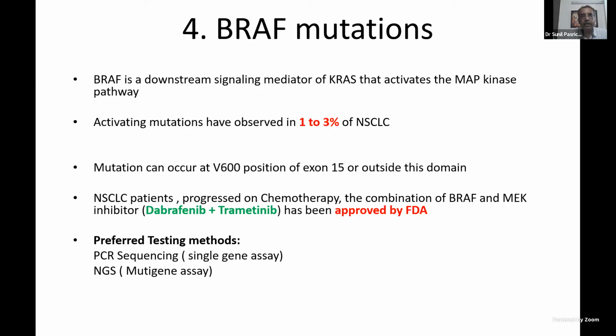The activating mutations are observed in 1 to 3%, and the mutation can occur at the V600 position of exon 15 or outside this domain. In NSCLC patients who progressed on chemotherapy, the combination of BRAF and MEK inhibitor, that is dabrafenib and trametinib, has been approved by the FDA. And regarding the preferred testing methods, PCR sequencing when going for a single gene, while NGS for a multi-gene assay.